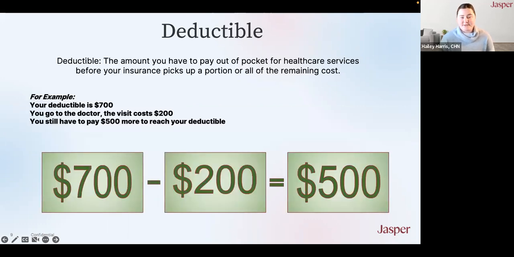First up is deductible. This is the amount you have to pay out of pocket for healthcare services before your insurance picks up a portion or all of the remaining cost. In this example, your deductible is $700. Let's say you go to your physician's office, that costs you $200 and you are expected to pay that in full. And then you have a remaining $500 before you reach that deductible that you will have to continue to pay.